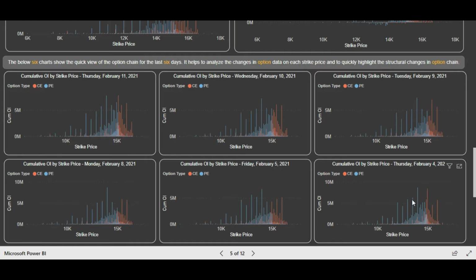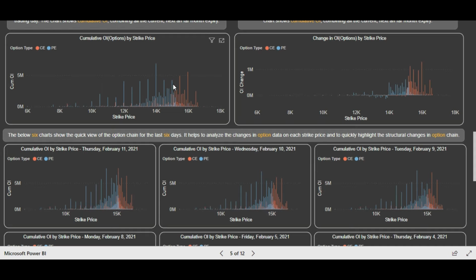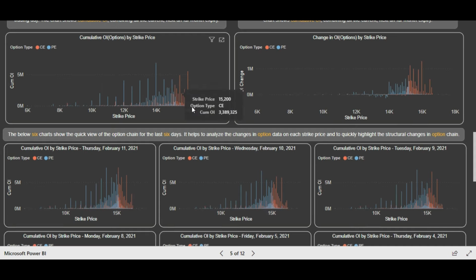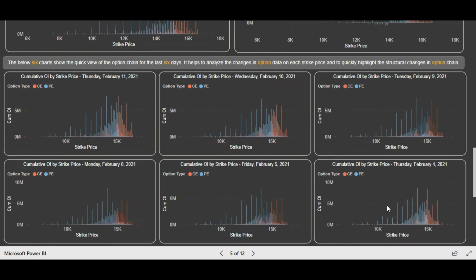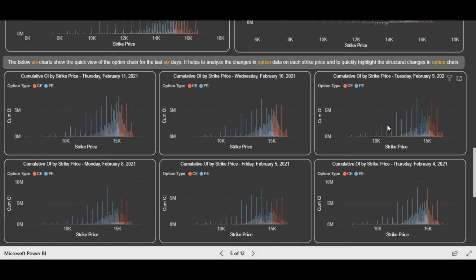You can see that from the previous 6 trading days also, 14,000 has been a major support, and then you see the supports are shifting higher. In the previous 6 days, from the 4th of February, the major resistance level was at 15,000, and then you see the support level started shifting higher. The 15,000 quickly became the major support area rather than resistance area, and now 15,000 is the first support area, and 6 days prior to that it was acting as a major resistance. So in this way, it gives you a very quick view of how the data is changing in the option chain.